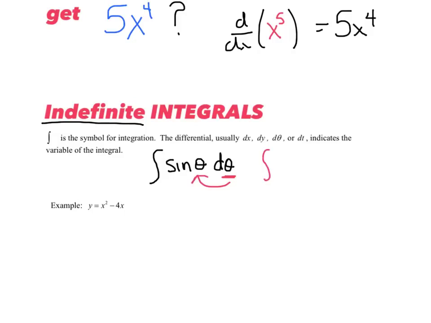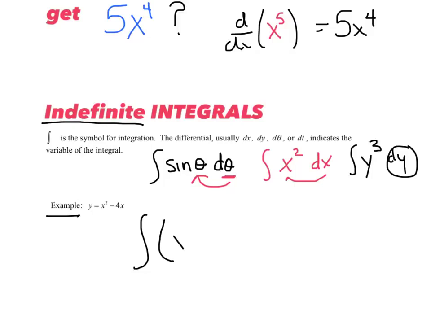Or if I said integrate x squared, I would have to have a dx, x being the variable we're going to integrate. Hopefully you get the idea. If I said y cubed, I'd have to have a dy. And again, this is just telling me the variable we're going to integrate. So first example here, it says we're going to integrate this function. So I would say this is the integral, and I would wrap that in parentheses, x squared minus 4x. So this is who I'm integrating. And I would just slap a dx there to let the reader know that I'm integrating with respect to x.